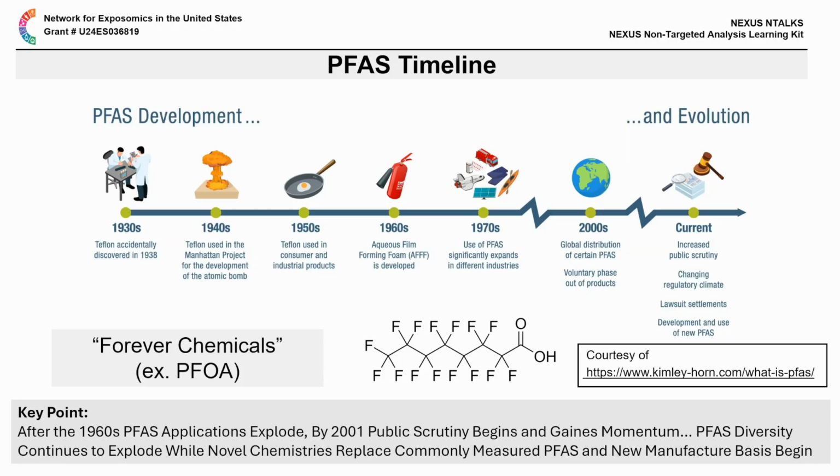By 2000, there was a global distribution of certain PFAS, found everywhere from the Mariana Trench to Antarctica. There was a voluntary phase-out of products. Voluntary, of course, because there was public, scientific, and legal pressure on 3M specifically to phase out these products.